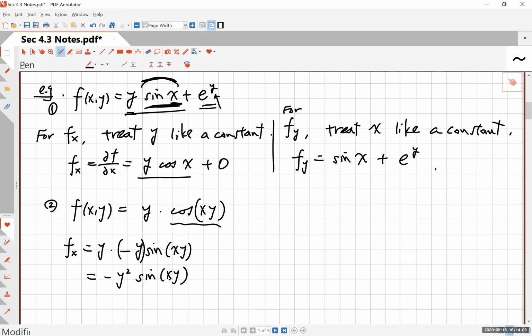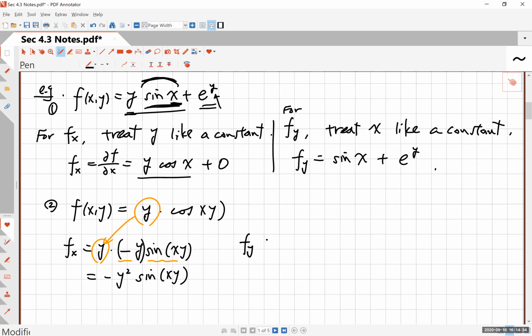How do we get this? Well, again, because we are thinking of y like a constant, I'm just going to keep y in the front, okay? And then cosine of xy becomes negative sine of xy times the derivative of the inside function, but with respect to x. xy becomes y, because this is just like 5x becoming 5, right, with respect to x. Think of y as a constant. So that's how you get that answer.